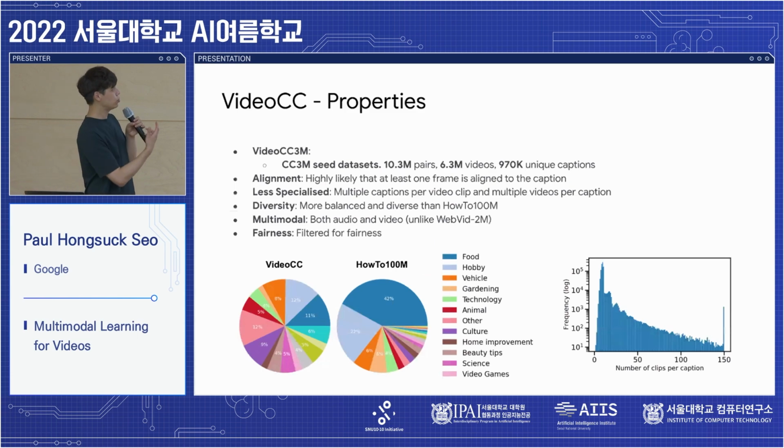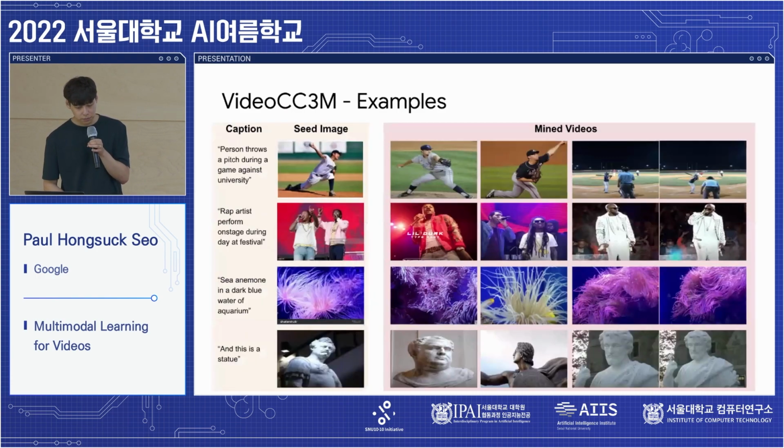And here what I want to show is that our dataset is relatively more diverse and balanced compared to the HowTo100M dataset. HowTo100M only contains instructional videos, whereas our dataset covers all the videos on YouTube. The domains of the data samples are also quite well balanced, as you can see in the pie chart. Those are some examples that we collected from the VideoCC dataset.